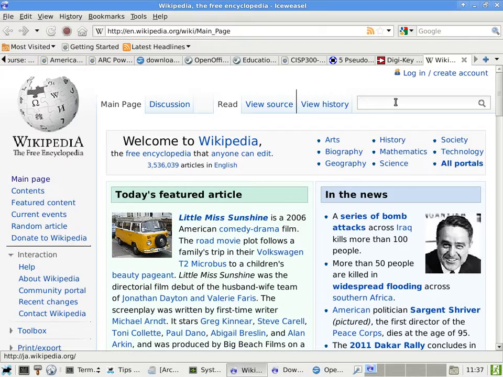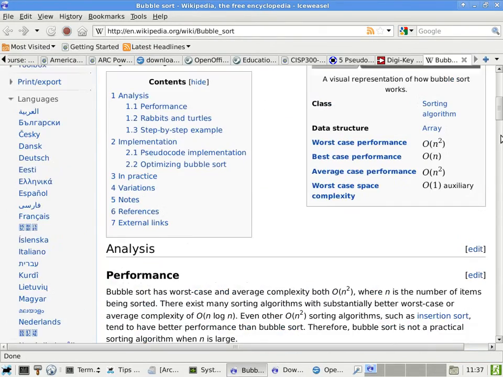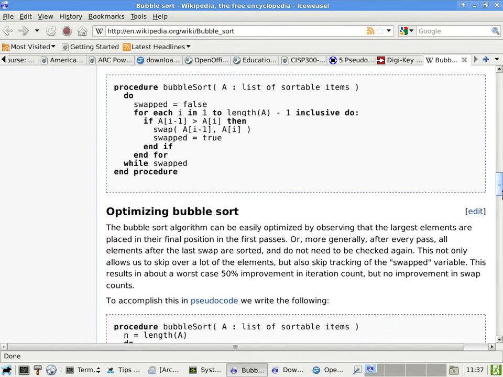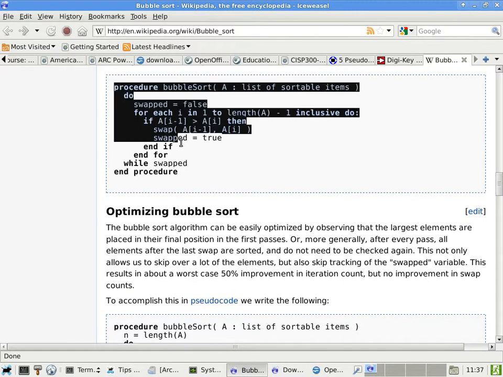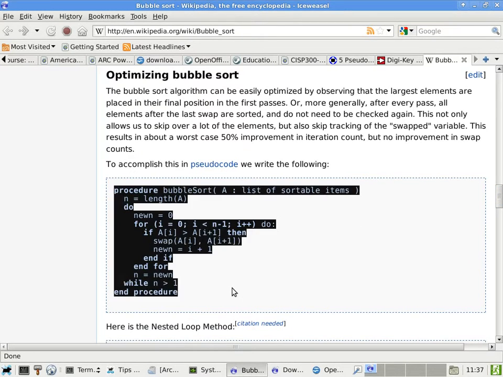So we'll go ahead and look up, let's say, bubble sort. And here we have pseudocode. This is actually pseudocode because it is not going to work in any particular programming language. It is pseudocode. And the intention of this pseudocode is not to have it run on a computer. It's for other people to understand how to perform the operations.